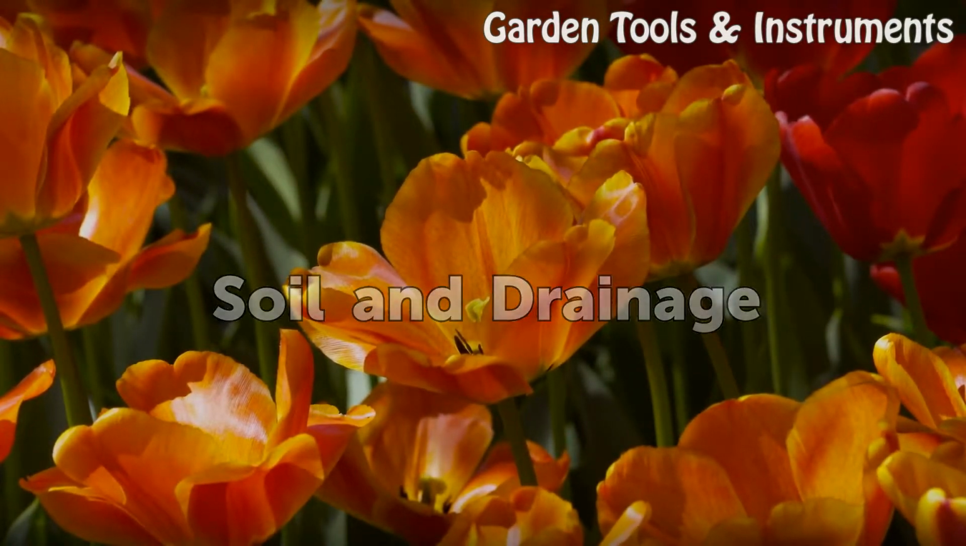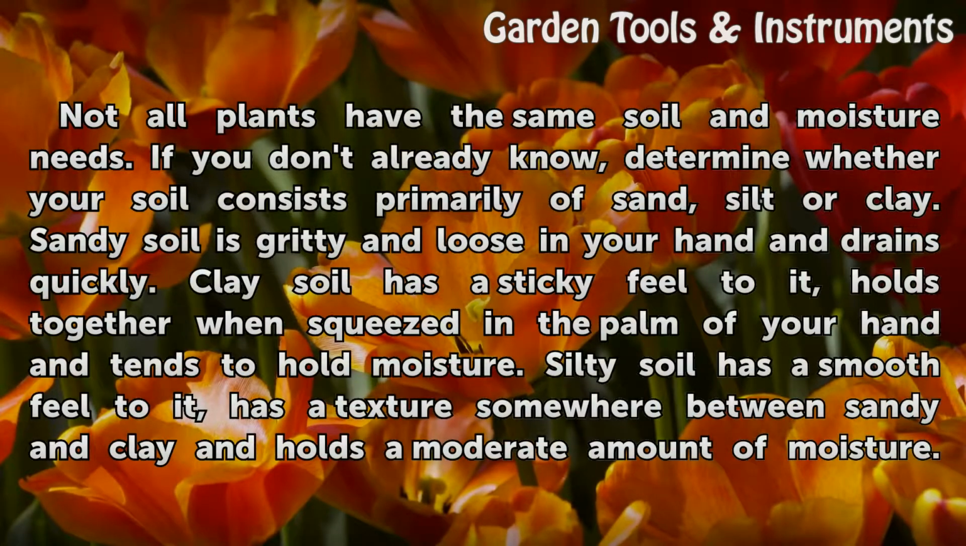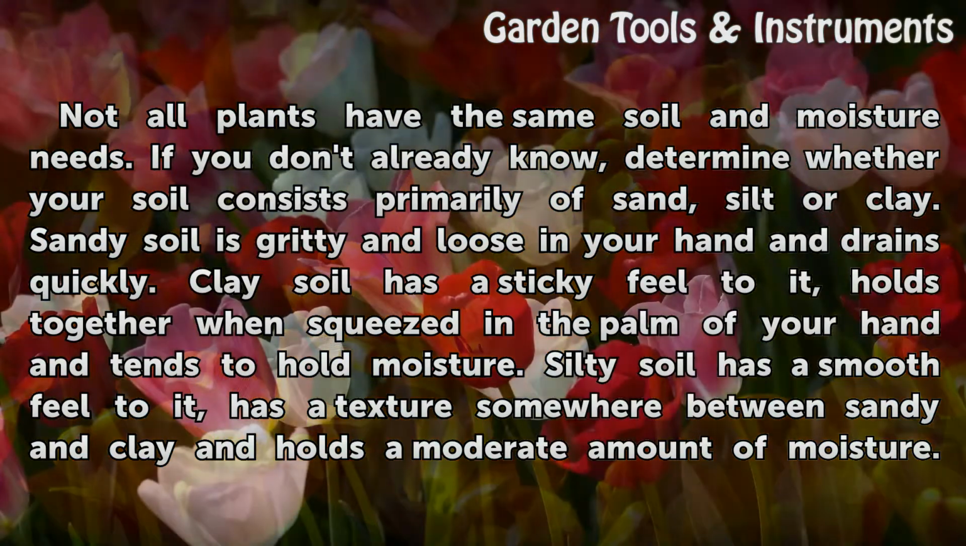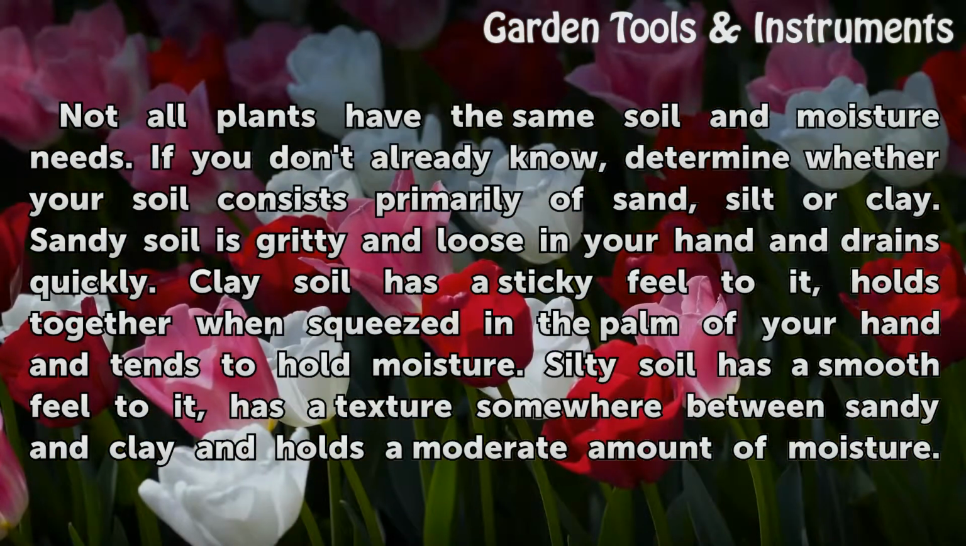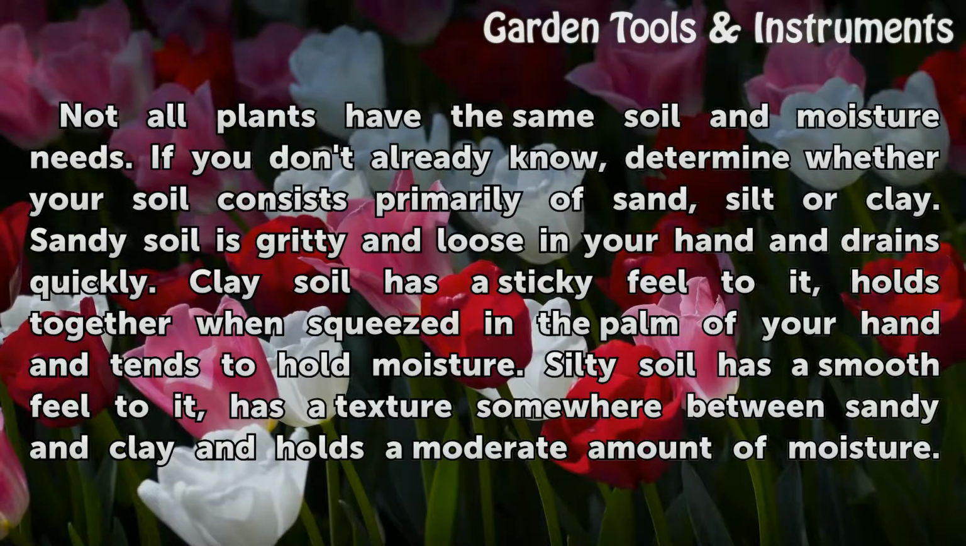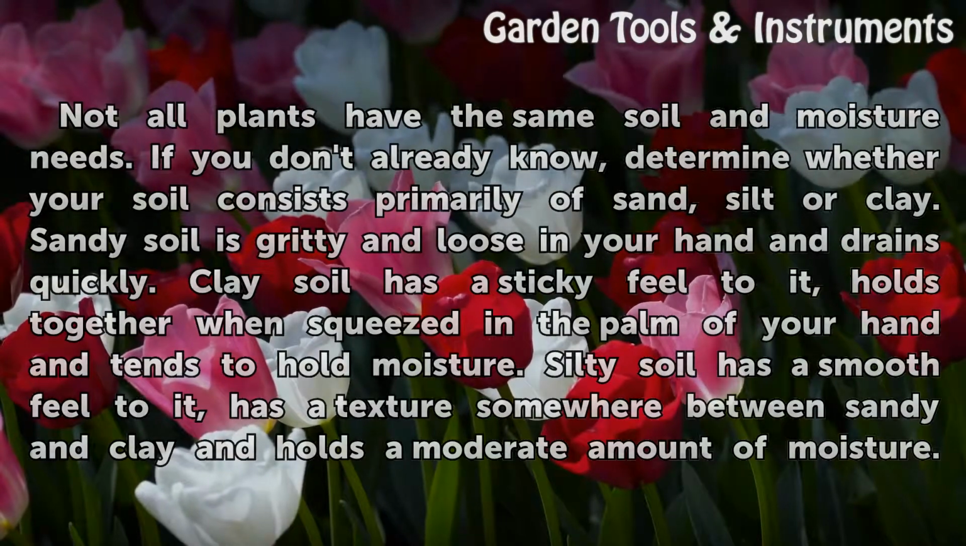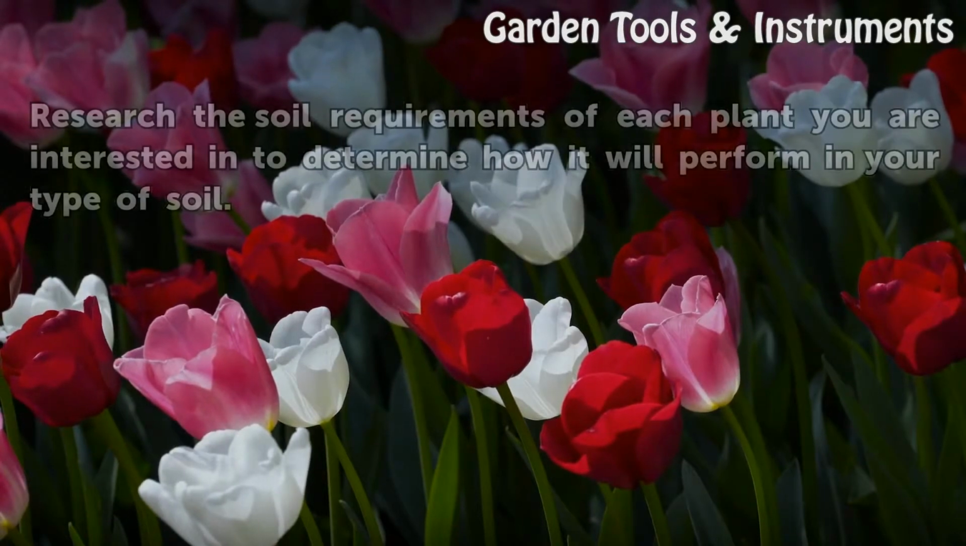Soil and drainage. Not all plants have the same soil and moisture needs. If you don't already know, determine whether your soil consists primarily of sand, silt, or clay. Sandy soil is gritty and loose in your hand and drains quickly. Clay soil has a sticky feel to it, holds together when squeezed in the palm of your hand, and tends to hold moisture. Silty soil has a smooth feel to it, has a texture somewhere between sandy and clay, and holds a moderate amount of moisture.